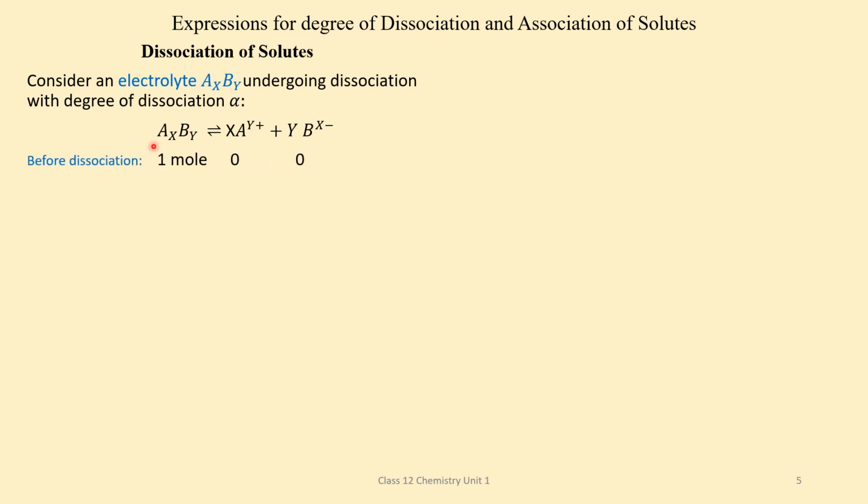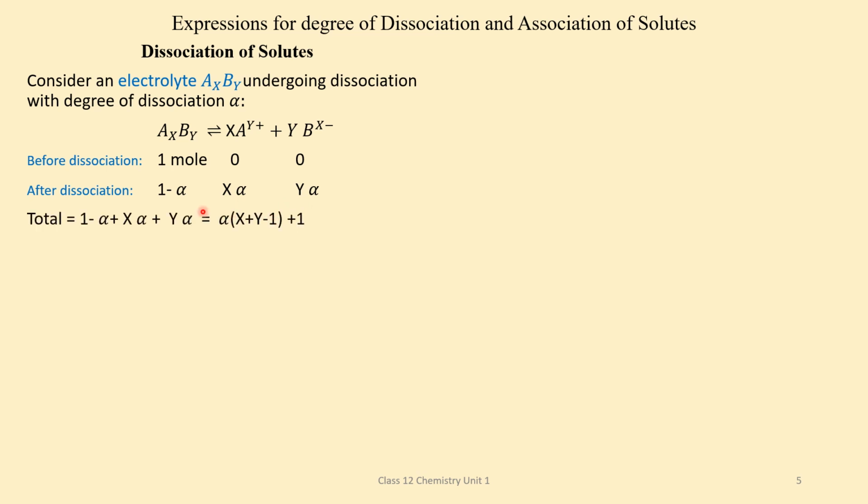Therefore, before dissociation, there will be 1 mole of AxBy, and since there is no dissociation, the number of moles on the right hand side is 0. Then after dissociation, it loses alpha molecules and becomes 1 minus alpha, and on the right hand side we get x alpha and y alpha.